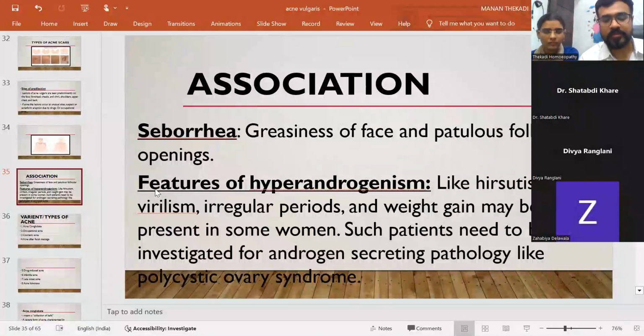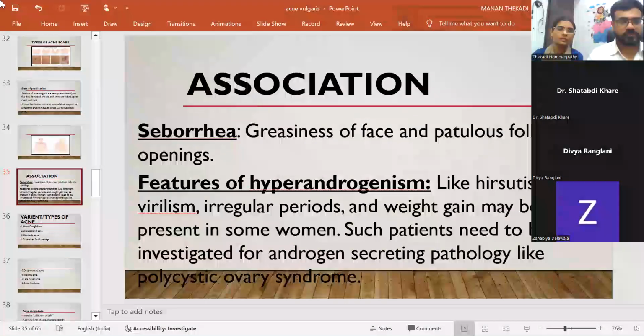Right? Are you with me? Yes sir. Here virilism means secondary sexual characteristics of male are seen in female, that is virilism.